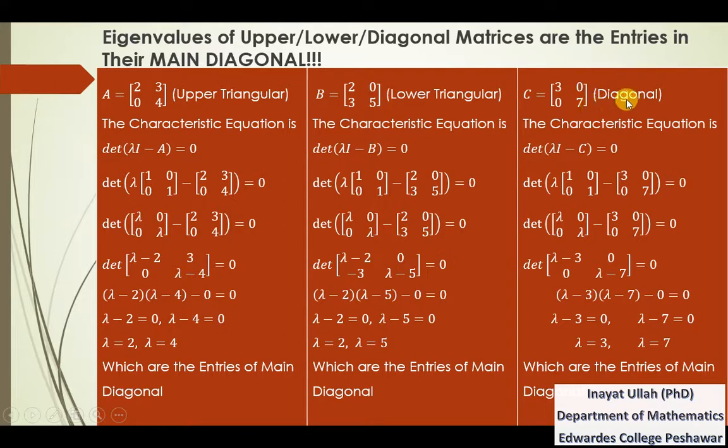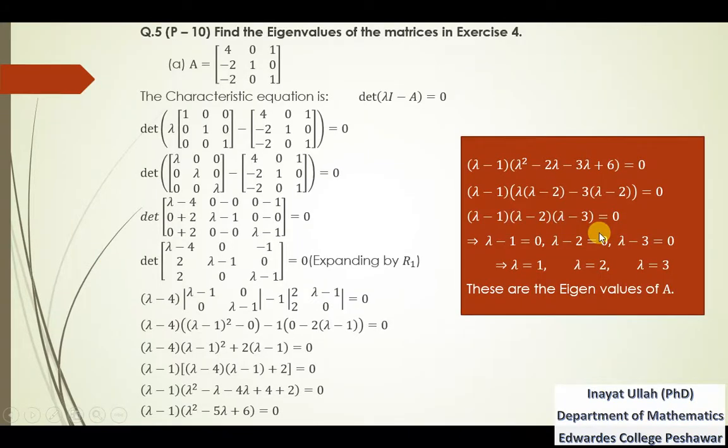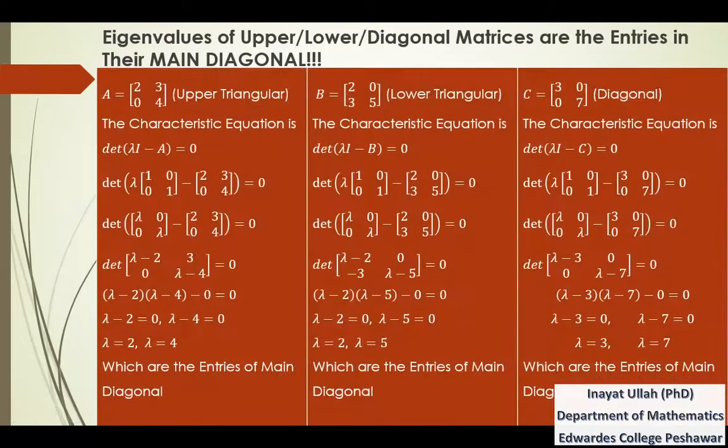Similarly, if a matrix is diagonal, repeating the same story, we get eigenvalues 3 and 7, and that 3 and 7 is actually the main diagonal of this C. So whenever an upper triangular matrix, lower triangular matrix or diagonal matrix is given, then the eigenvalues are the numbers on the main diagonal.